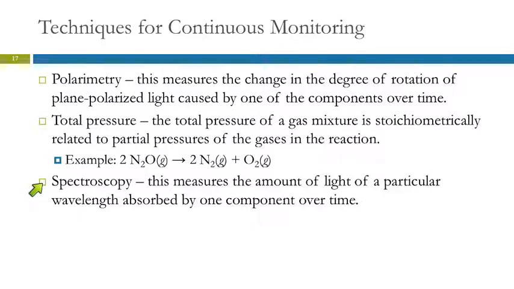Spectroscopy. And this is one we're actually going to do in lab. Spectroscopy measures the amount of light of a particular wavelength that gets absorbed by one component over time. So we can look at something, I think the one we're going to do has a blue dye, blue food coloring actually. And you can use a spectroscope and it'll measure how much light is absorbed by that blue dye. When the solution is very blue, it's absorbing a lot of light. As it gets paler and eventually turns clear, it's not absorbing any light. And so the absorbance is related to the concentration.